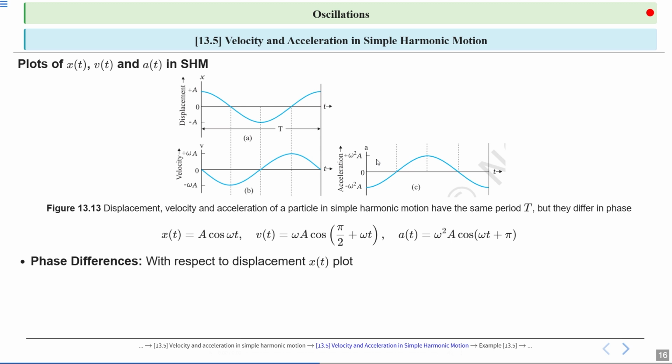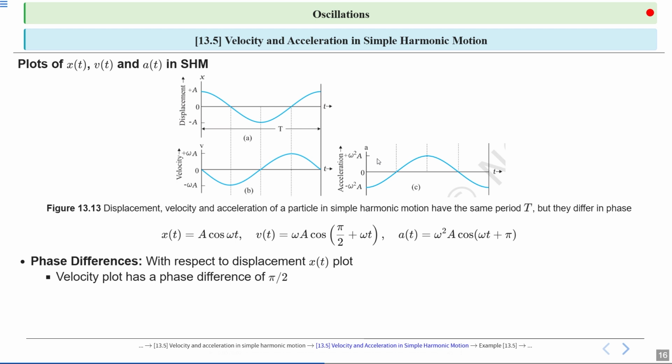Phase differences with respect to displacement x of t plots. Phase difference means how much one curve is shifted left or right compared to another with respect to displacement x of t. We will see how the velocity and acceleration curves are offsets. This helps us understand the timing of motion in SHM, like when the object is moving fastest or when it's changing direction.